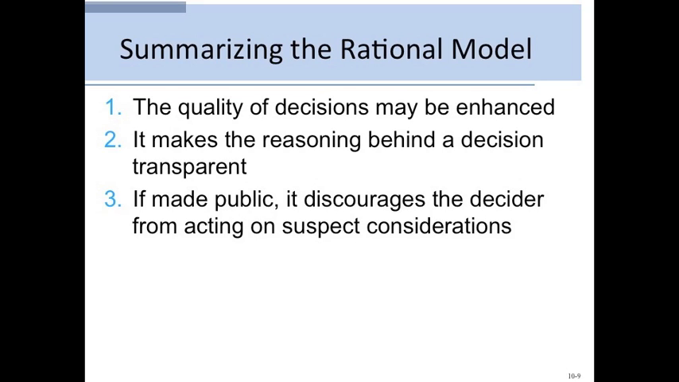So in summary of the rational model, it would seem that by using this model, we increase the quality of the decisions because we're taking our time, we're going through this step by step, and we're not making rushed or hasty decisions. It makes the reasoning behind a decision transparent. There is a logical step to what we've done here so that we can defend, if you will, our decision in such a manner that people will understand how we came to this solution, from the beginning, from actually identifying the solution. And if made public, it discourages the decider from acting on suspect considerations.